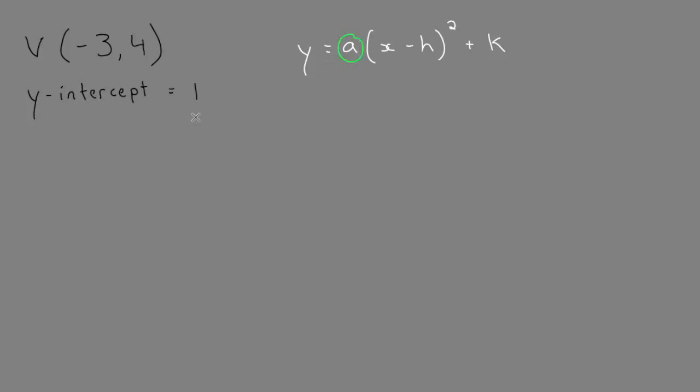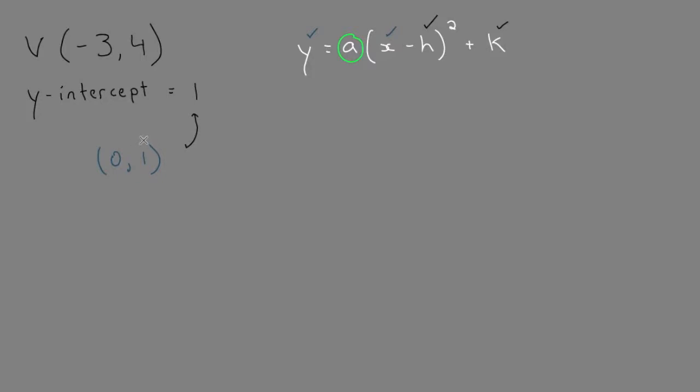Because, remember, the y-intercept occurs where x equals 0. Therefore, we have the coordinate (0, 1). So we have the vertex and the coordinate. The coordinate is the x and y, whereas the vertex is our h and k value. So we'll plug that in.